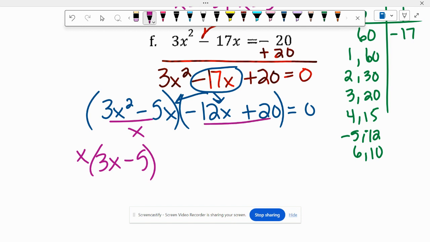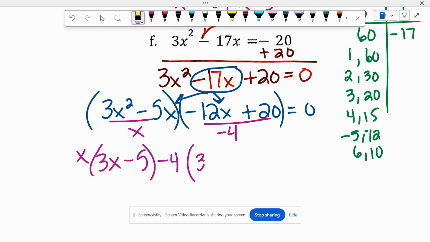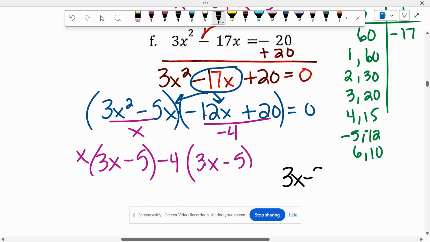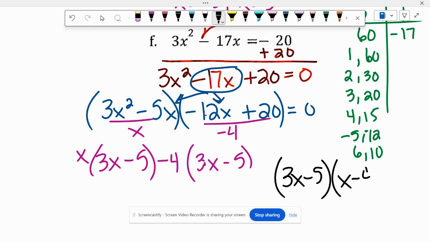What can I take out of the second grouping? It's got to be a negative to get rid of that negative coefficient. Negative 4. I'm going to take out a negative 4. Negative 12 divided by negative 4 is a positive 3, so that's my positive 3x. Positive 20 divided by negative 4 is negative 5. Do I have my repeated term, my copycat? I sure do. So I have 3x minus 5 times what's left over? X minus 4.